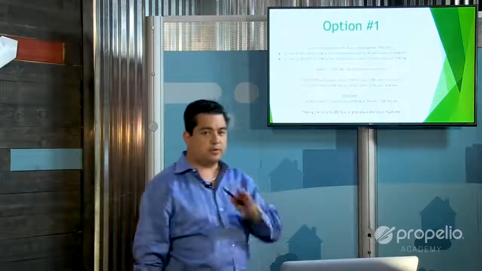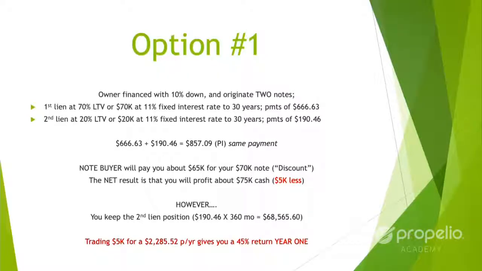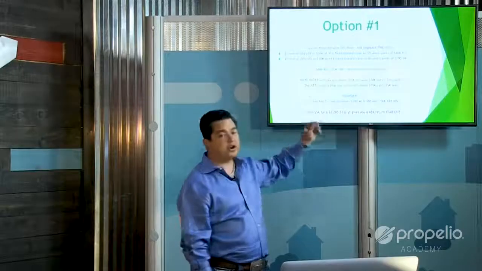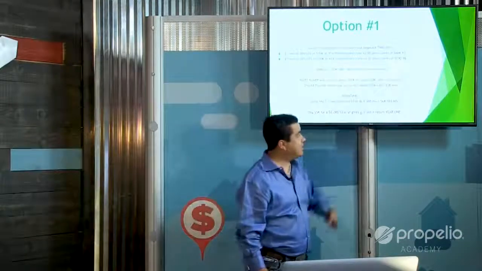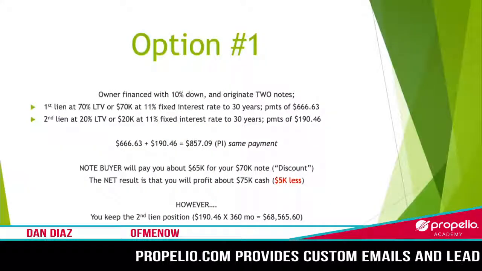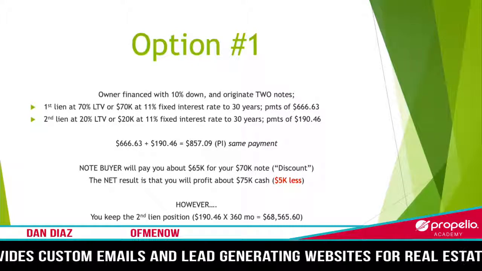I'm going to say that again. With this option, you are going to make $5,000 less up front, but you're going to be given the opportunity of making $2,285 per year for 30 years, $68,000, a 45% return on year one. Hopefully, if you're a real estate investor or investor of any kind, you're able to see that, heck yeah, this is worth it. I'll pay $5,000 any day to get $2,200 a month.